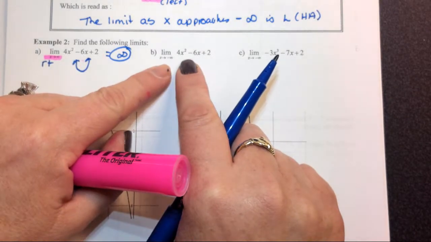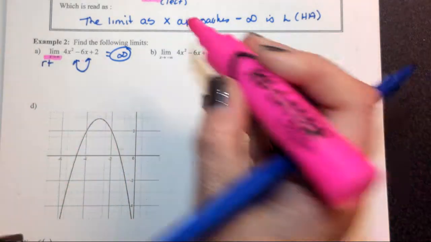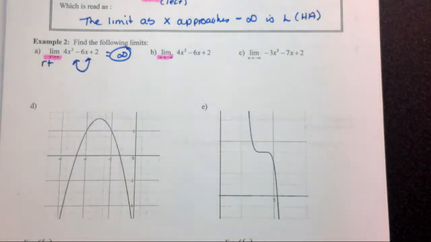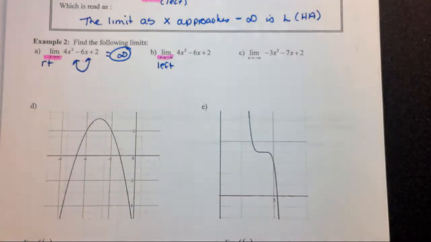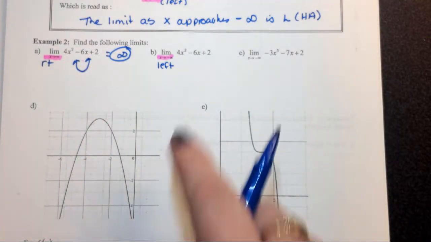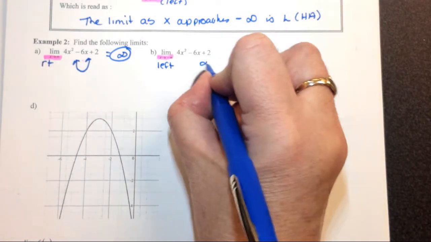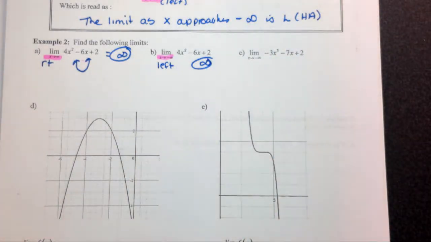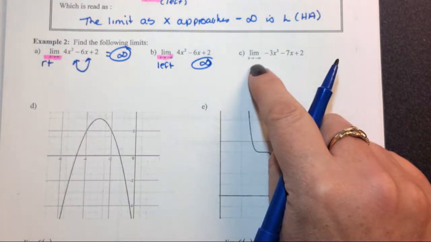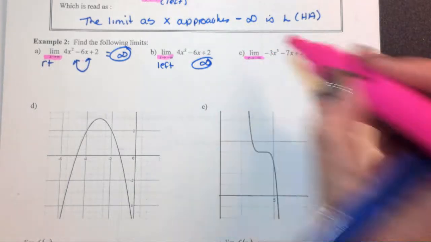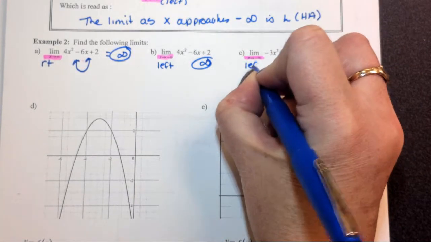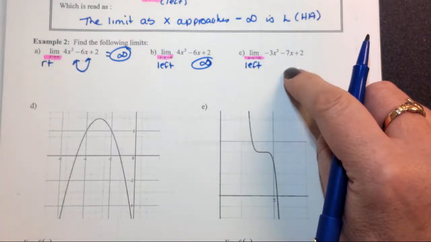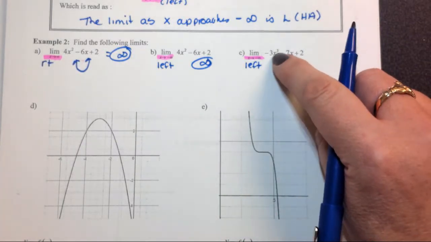Let's take a look at this one. Again, it's the same graph as A, but this time I'm asking you about negative infinity. So what side of the graph am I looking at, right or left? Left. So what would the limit as x approaches negative infinity for this one be? Infinity. So let's look at C. The limit as x approaches negative infinity. So what side of the graph am I looking at, right or left? Left.